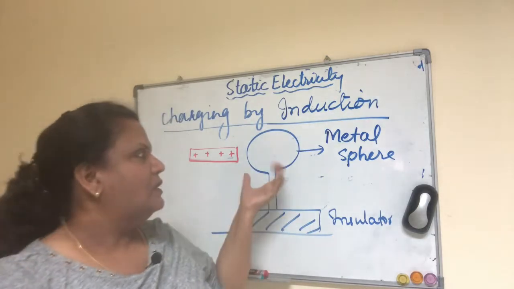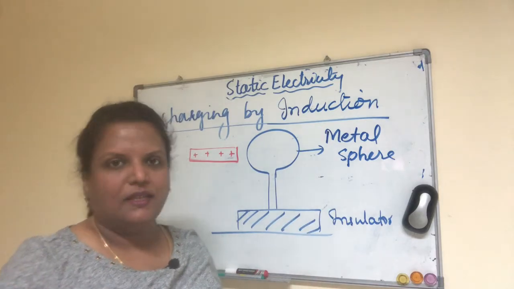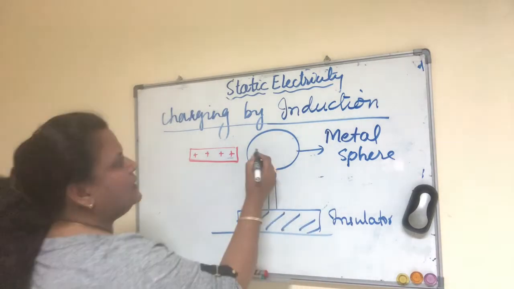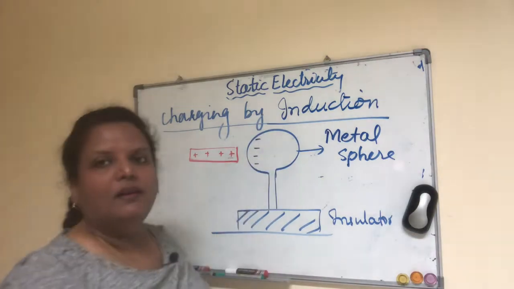All right. Now I've brought a positively charged rod closer to the metal sphere. What would happen? In the sphere we have some free charges. The electrons can move about freely. That's why it's a conductor. So what will happen to those electrons? They will come and accumulate on one side.